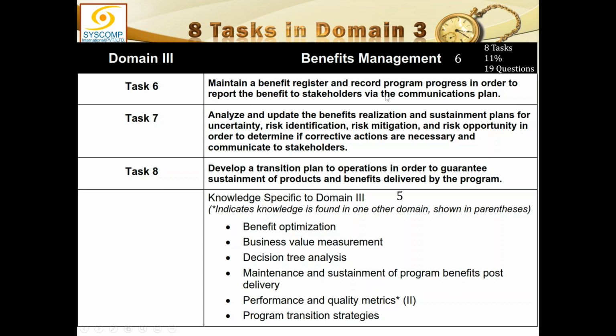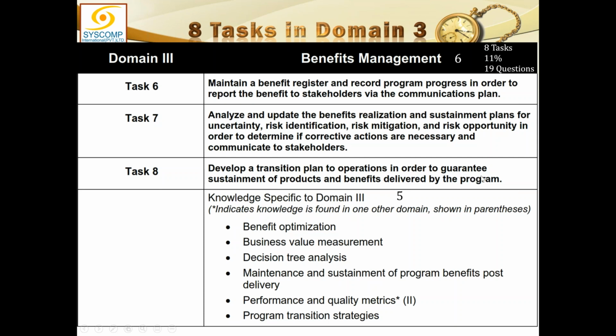Task number 8. Develop a transition plan to operations in order to guarantee sustainment of products and benefits delivered by the program. I think that is self-explanatory.